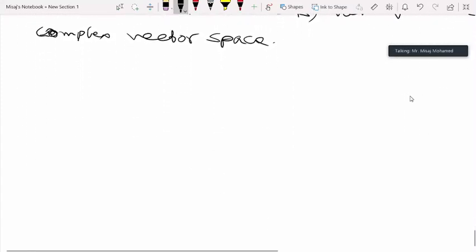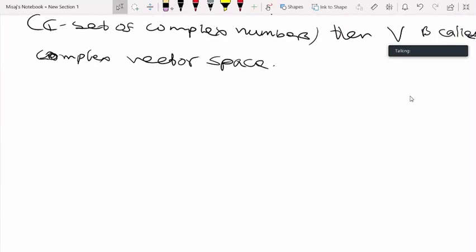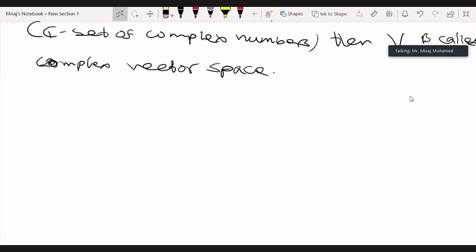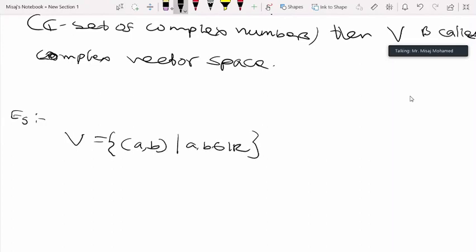Right. We will see an example of a vector space. Can you see the screen? All right. Now the example. V is given as pairs A comma B such that A comma B is in R. A and B are real components, right?